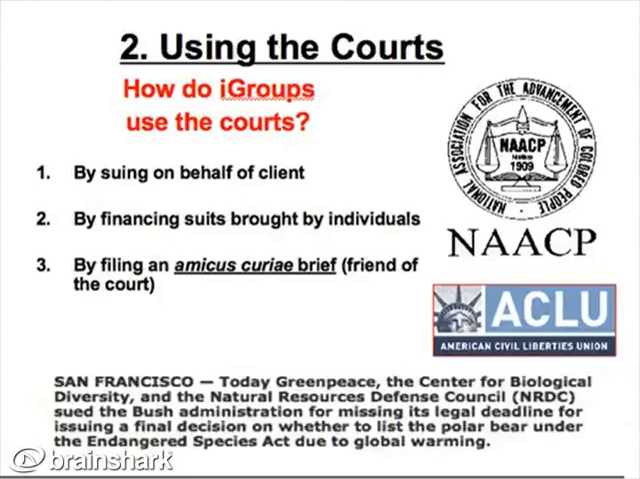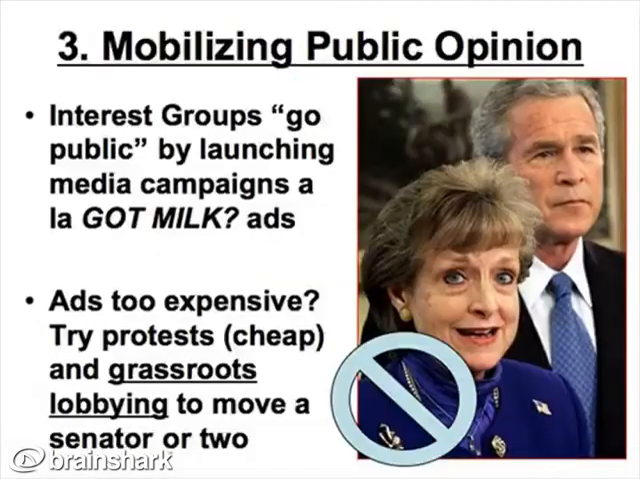Perhaps they can pay for a lawsuit. So the ACLU can pay for a student who is suing his school district for religious reasons, or they can file an amicus brief. That's really important. So like an interest group has an interest in, let's say, for example, the Chamber of Commerce is watching Walmart get sued, and maybe they'll file a brief.